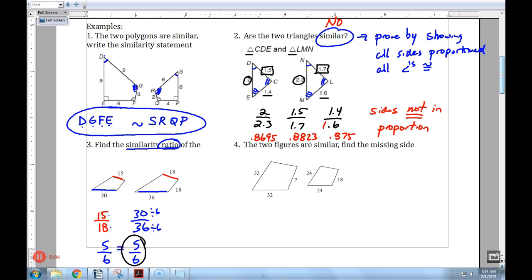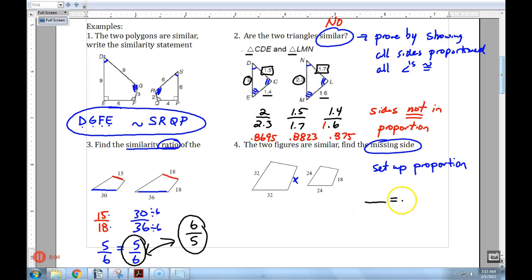Now, if you were going to do it the other way from big to little and you put the big ones on top, it would be 6 to 5. So either one of these are good. Depends on what order they ask you. Now, number 4, this is what you're going to be doing the majority of on your homework. You know that they're similar, but you have to solve for a missing side. Let's just call that x. So how you find the missing side, this is very important. You need to set up a proportion. Okay, set up a proportion, and then you're going to cross multiply to solve for it.